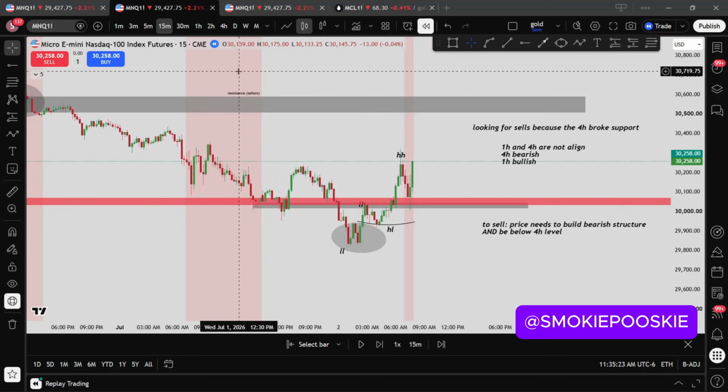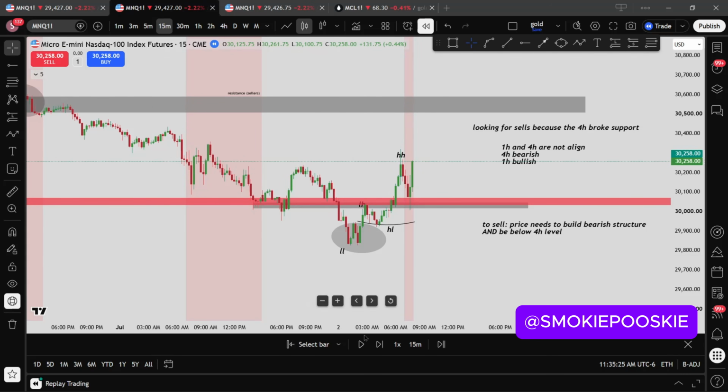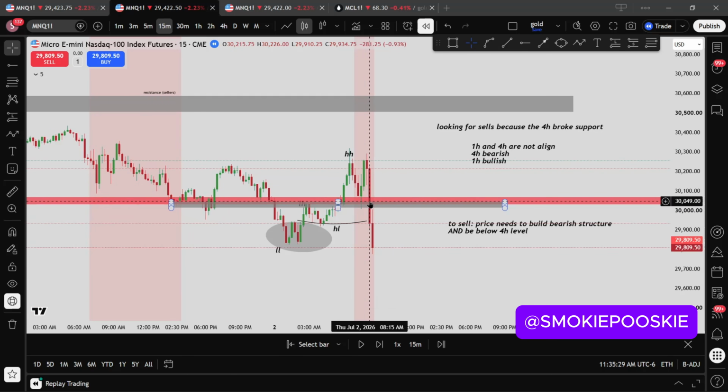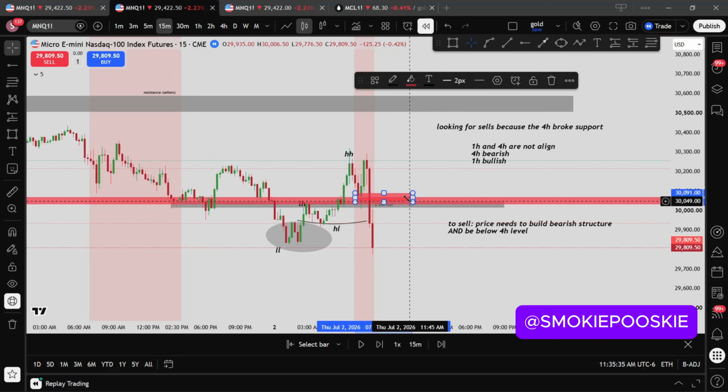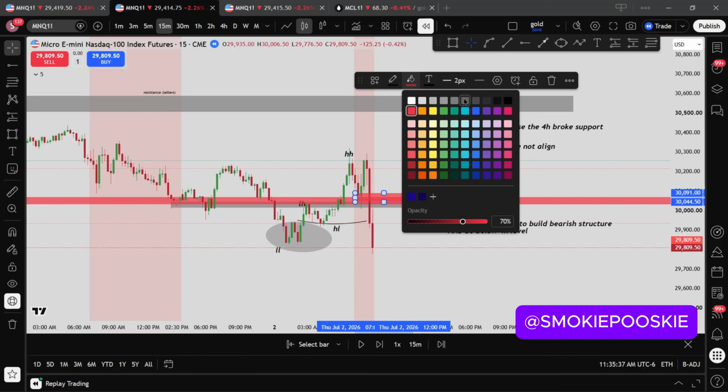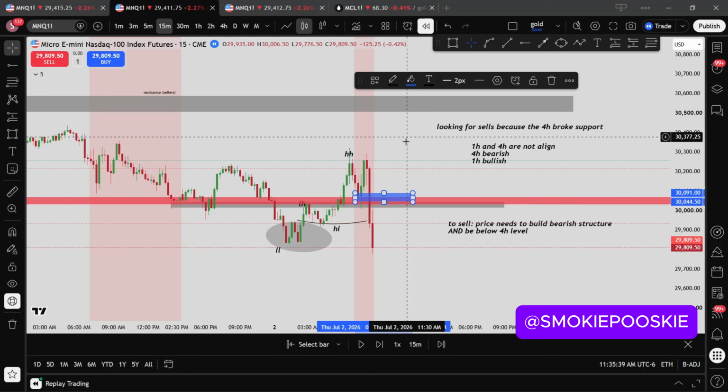I'm going to sell under there. All right, so now we can see what happened right here. Perfect. We now have a break of structure because we broke this 15-minute, and we'll make this one a different color too, just because everything's piling on.